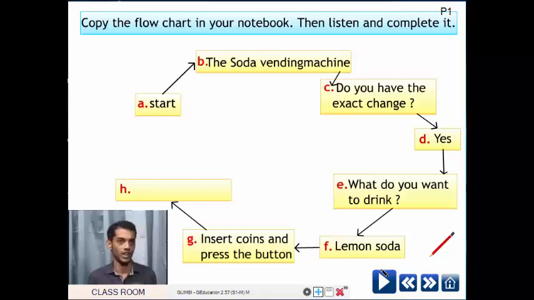Yes. As soon as the lemon soda appears, what do you do? We drink it, sir. Yes. You have it and enjoy it. Did you enjoy it? Yes, sir. Good. Children, you understood how to get lemon soda from the soda vending machine through a flowchart. Now, let us move on to the next part.